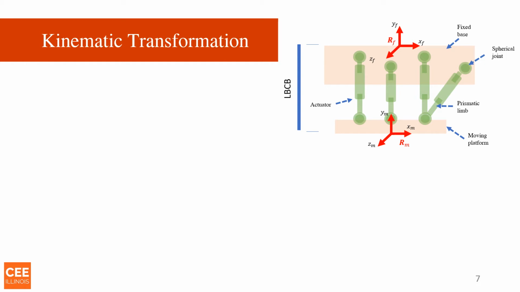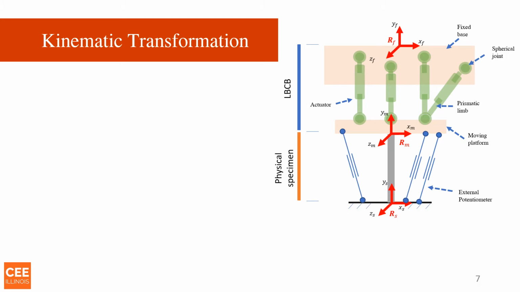The first step in tackling the problem is kinematic transformation, which means geometry of motion. So here I am showing a load on boundary condition box for illustration, which is comprised of a fixed base, a moving platform, and several prismatic limbs. When we add a physical specimen and potentiometers for displacement measurements, we get something that looks like this.